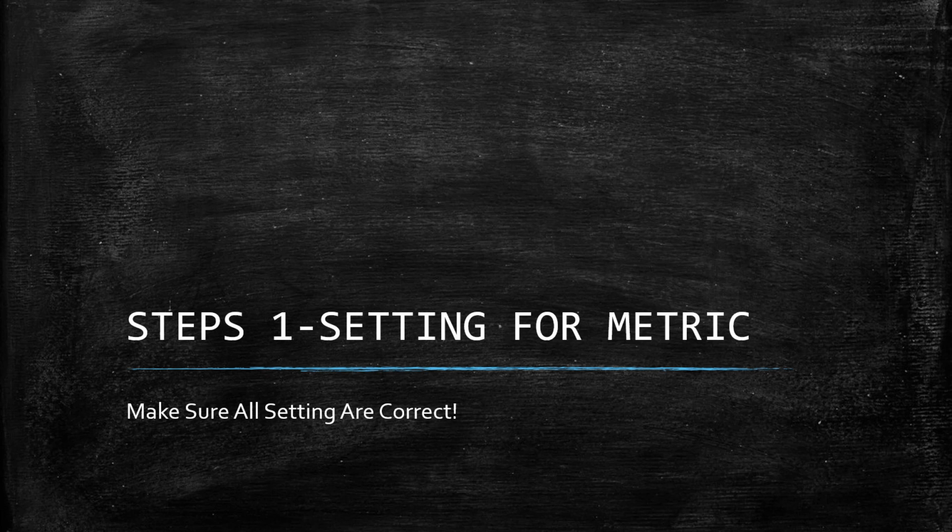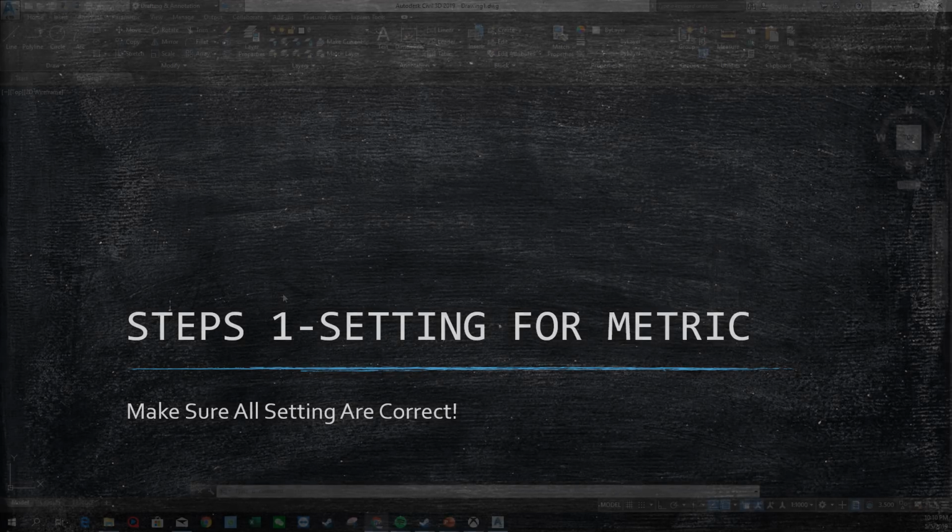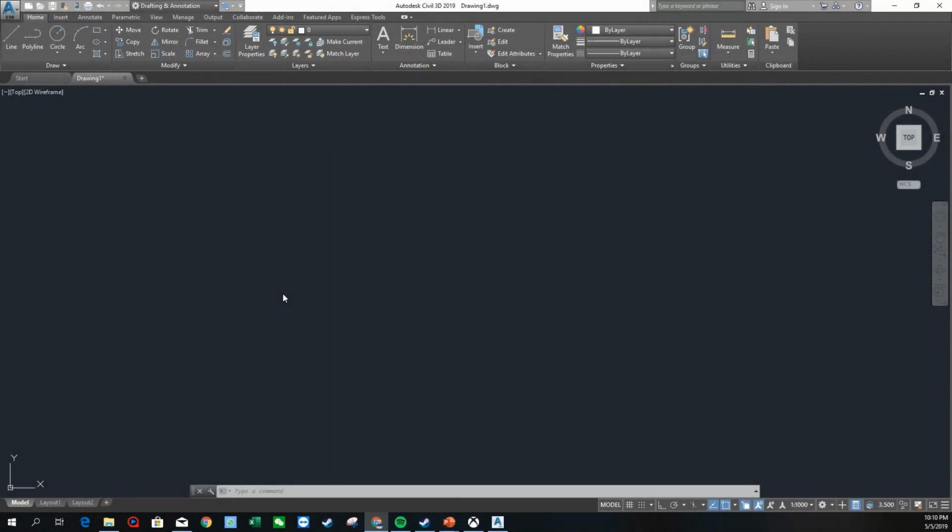Step 1. Setting for metric. First of all, you have to confirm and make sure all your settings are correct before you proceed to the next step. Now, I'm going to teach you how to convert all the units to metric.